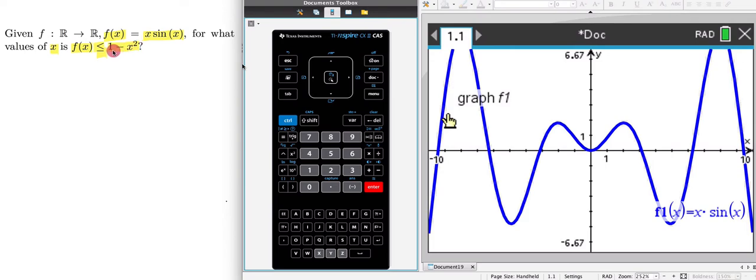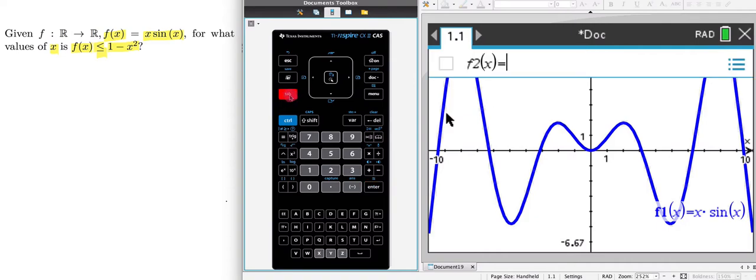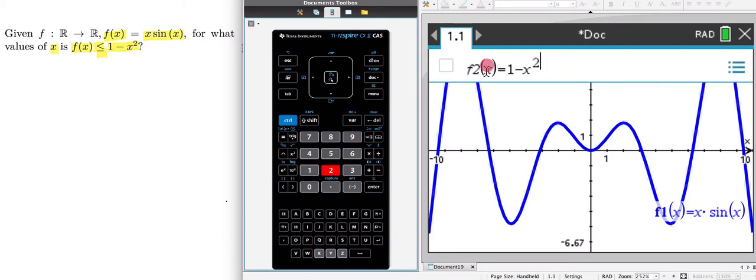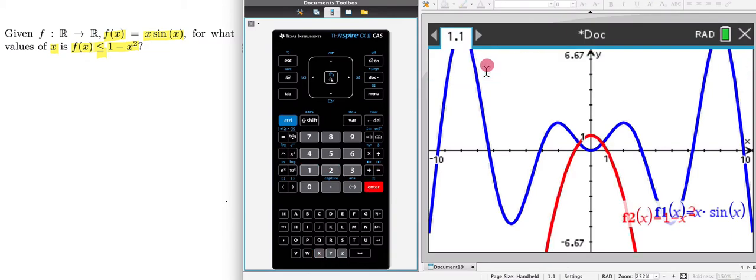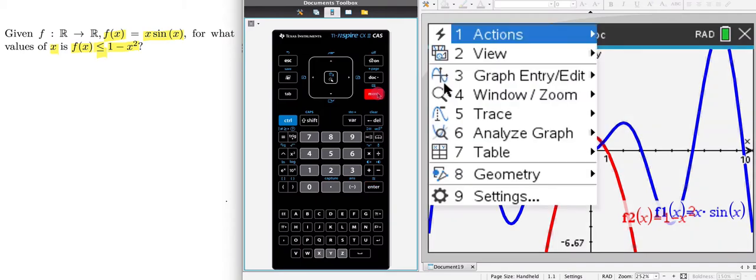So what we're going to do is draw this in, 1 minus x squared. So I'm going to come here and I'm going to push tab, and this is going to come up. And I can put in a new function, 1 minus x squared. Then I'm going to hit enter and it's going to draw it for us. Let's now go in for a closer look.